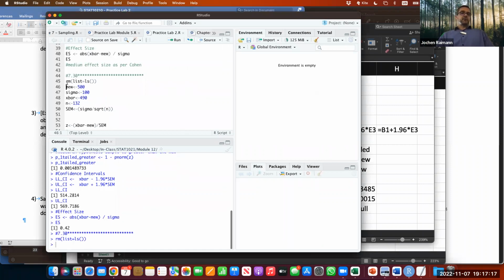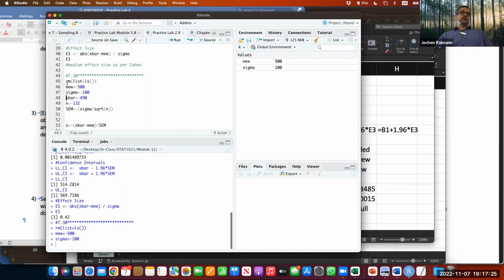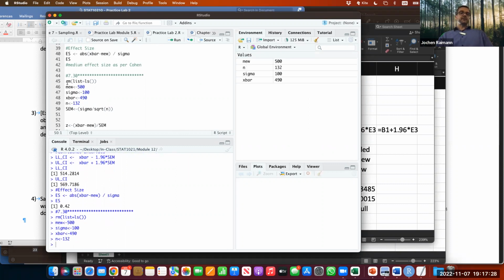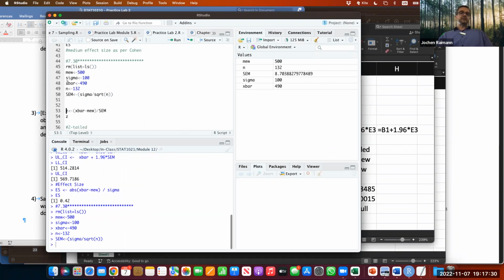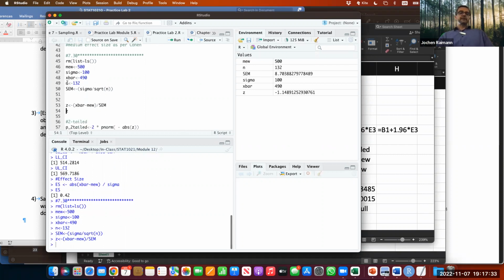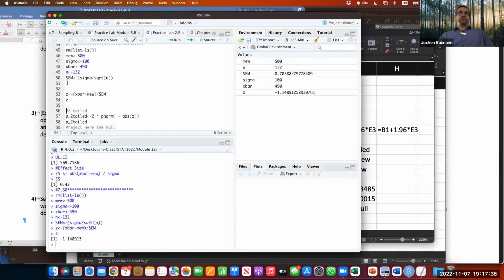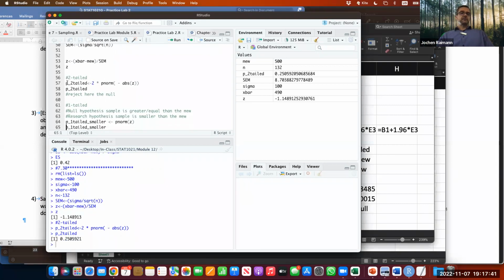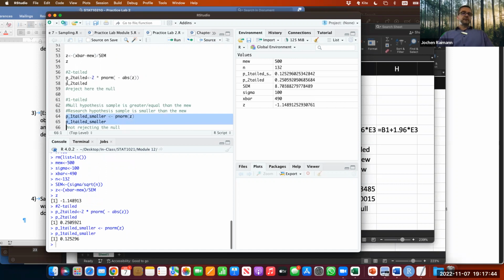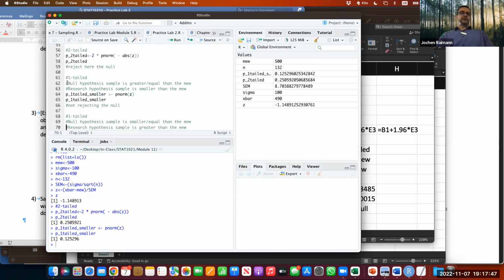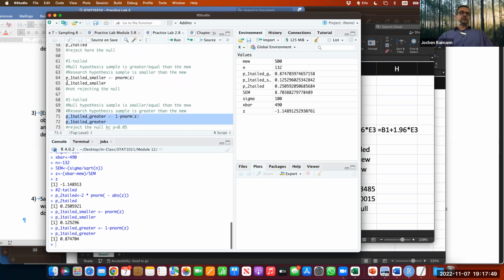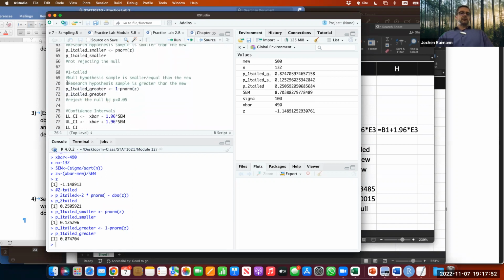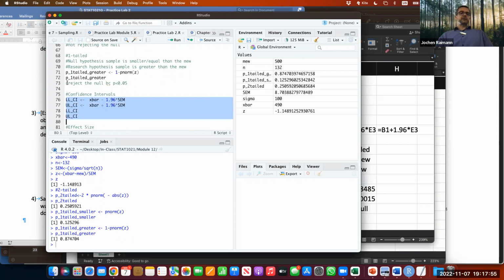So again we have a mu of 500, and we're cleaning the environment at line 45. We're assigning mu, sigma, x bar, and n on lines 46 to 49. We're calculating the standard error of the mean on line 50, and the actual z-scores on lines 53 and 54. We're calculating two-tailed p-values, which is here 25%. We calculate one-tailed in both directions, and we're calculating our upper and lower limits.